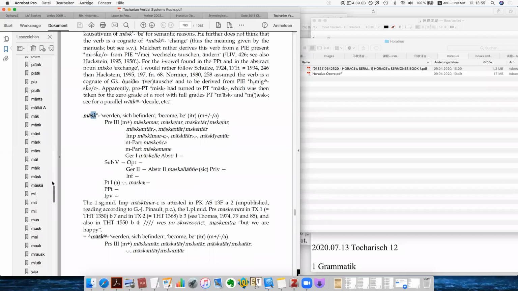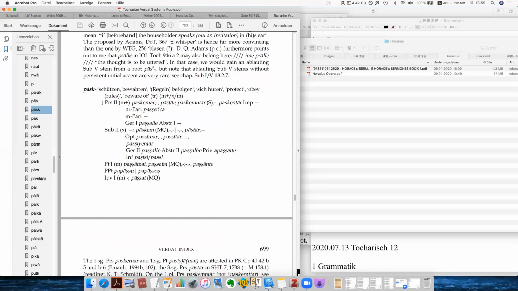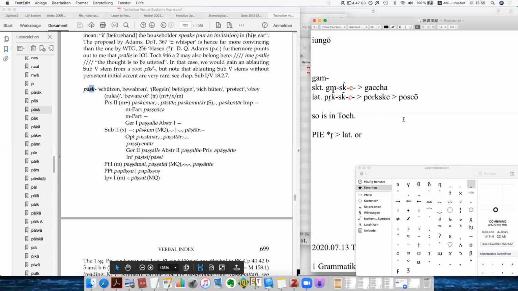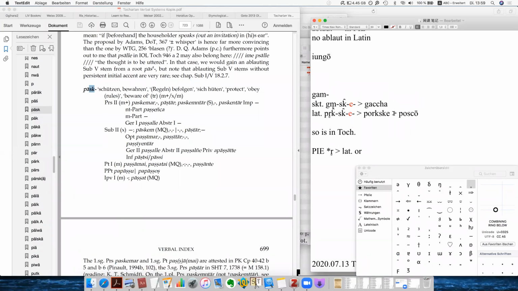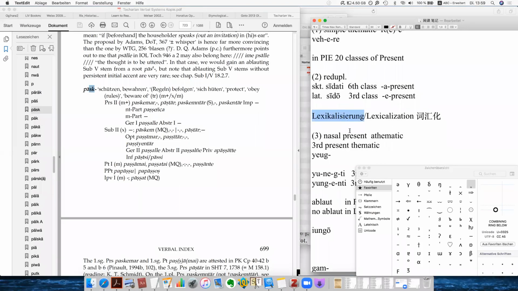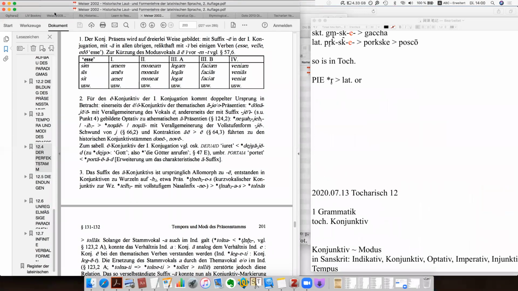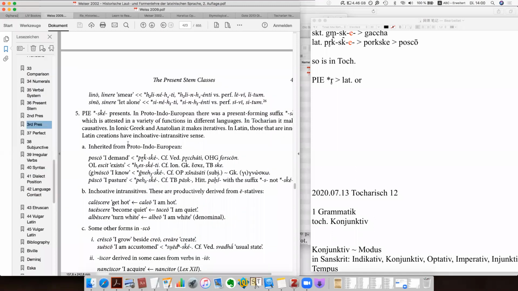And there's another word. There's actually so many sk presents. There's also pask, right? So pask is present 2, but with sk, it's pretty clear that it goes back to the Proto-Indo-European sk present. But this sk is already taken, how to say that, as a root or as a stem, right? So this is again lexicalization, 词汇化. Okay, so this is actually another category from the sk present.